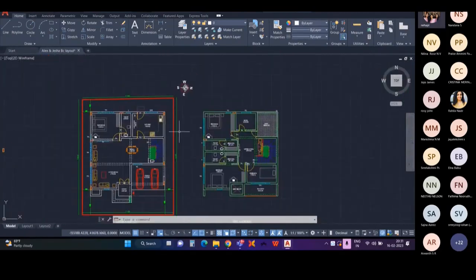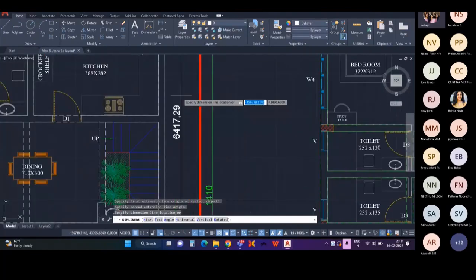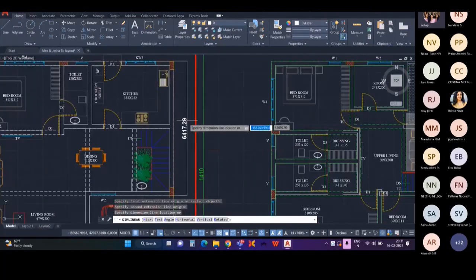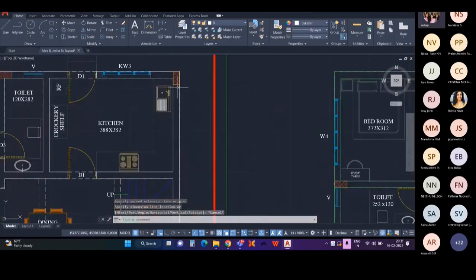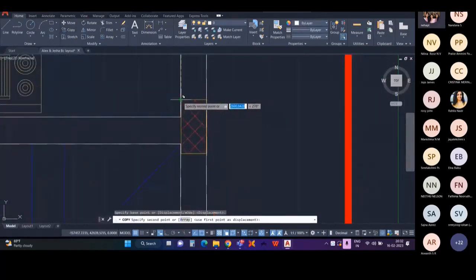So now let's check whether we need a column at this portion. We need to check the center to center distance. We need to check the distance. It's almost 6.5 meters. So we need a column in between these two. So we will be providing a column here too. So we will be copying a column and we will be pasting a column here.